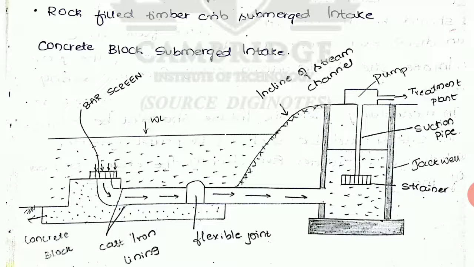The strainer is also used in the intake, and from there the water will be pumped, and the pump is installed. Monoblock pumps are used in the intake well. These will be installed on the top of the intake, or the roof of the intake well, and when we switch on the pump, the water will be drawn and sent to the treatment plant.